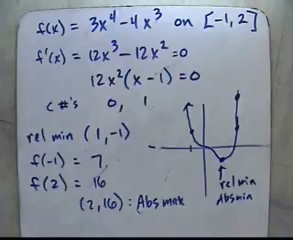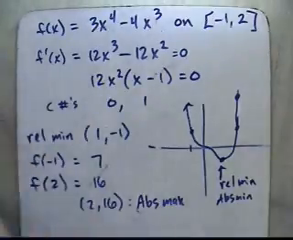Absolute means that there's no points in the interval that can be higher. Relative means that it could be a high point, it could be on a hill, but not necessarily the highest point in the interval. Does that make sense? Okay. All right, cool.